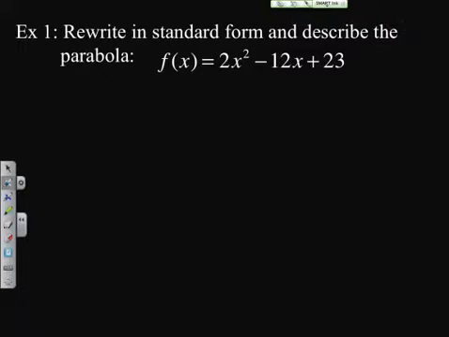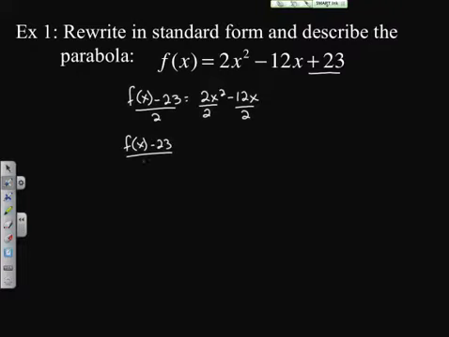As we look at this, we want to do that process that we did before called completing the square. And to do that, the first step is we have to get rid of this constant. So we subtract 23. Our next step, if you recall, is we've got to get the x squared by itself. So to do that, we divide every piece by 2. So now we have f of x minus 23 over 2 equals x squared minus 6x.